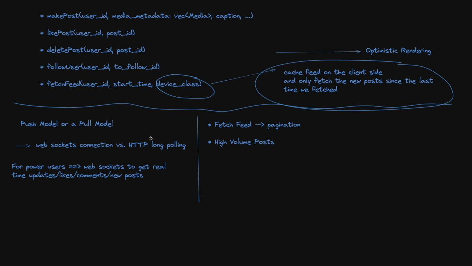So maybe we can have some delineation based on a power user and a normal user, at which point we switch to using a pull-based model versus a push-based model.